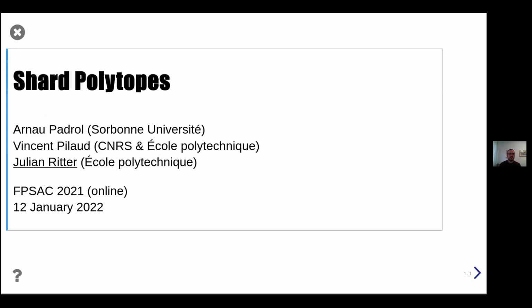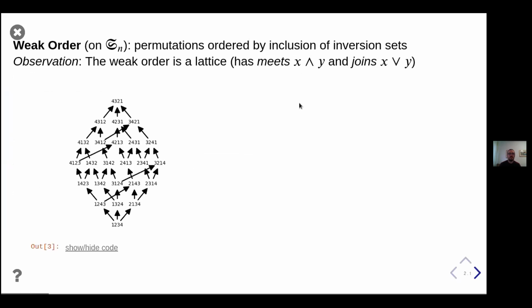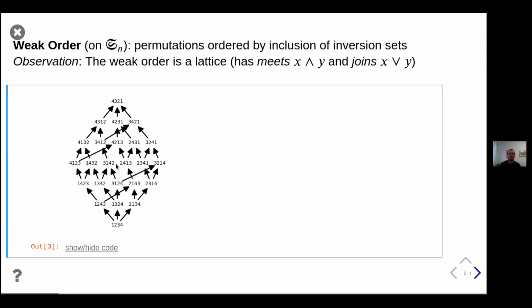This paper was a collaboration of Arnaud Padrol, my thesis advisor Vincent Pilot, and myself during the preparation of my PhD thesis. And unsurprisingly, for a talk or a paper about combinatorics, it starts with permutations. And it starts with permutations partially ordered by inclusion of inversion sets, which gives us the well-known weak order.